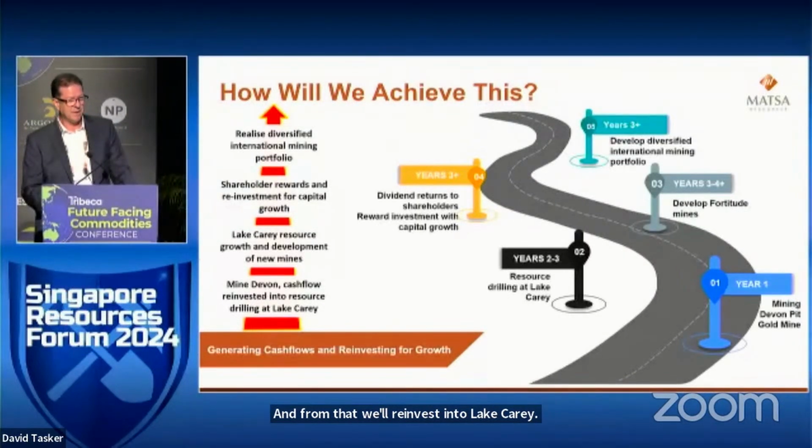How do we expect to achieve this? Well, broadly speaking, what we want to do is grow the company. This year and next year, we'll put Devon into production. The cash generated from that will get reinvested into drilling resources at Lake Carey. We expect that success will generate the potential for us to put the Fortitude mines into production. And then following that, we'd expect to see shareholder value and returns to shareholders in the form of dividends, which we haven't done for quite a few years. And then we will also aim to develop our diversified portfolio, which includes the Thai lithium assets.